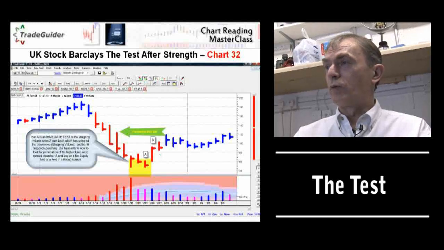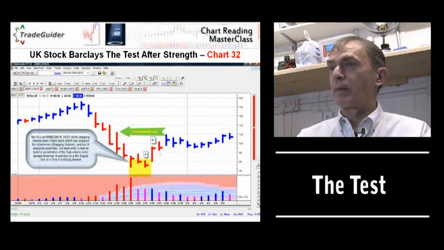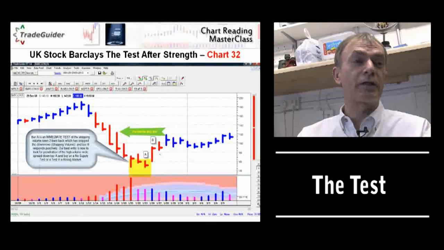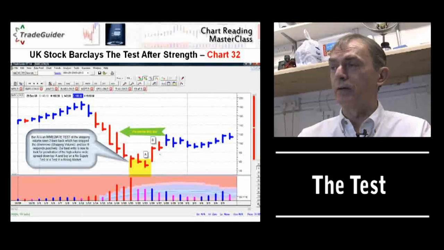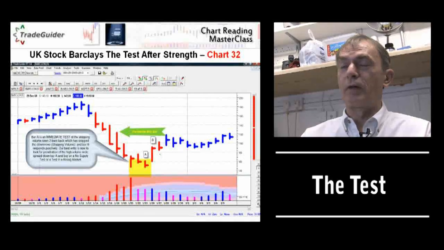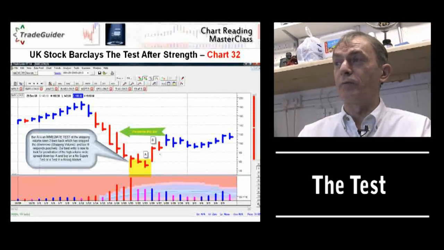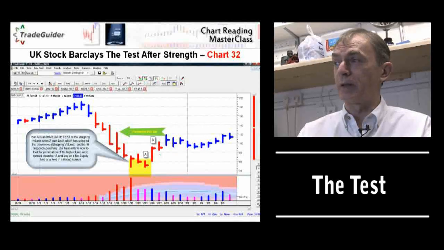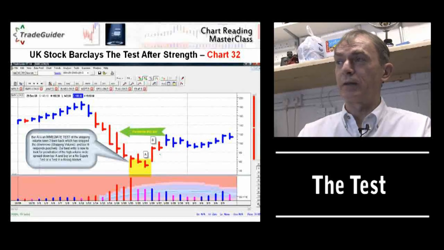When it reached that bottom, everybody was assuming the banking sector was going to go bust, everything was going to go wrong. And yet somebody stepped in and bought there, and we were really talking about a lot of buying. If you look at that volume, it's massive compared to all the other bars. It's closed right up near the highs.